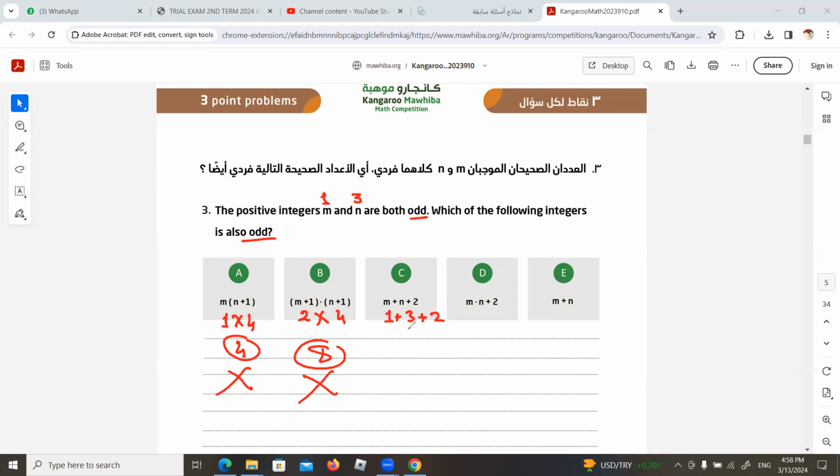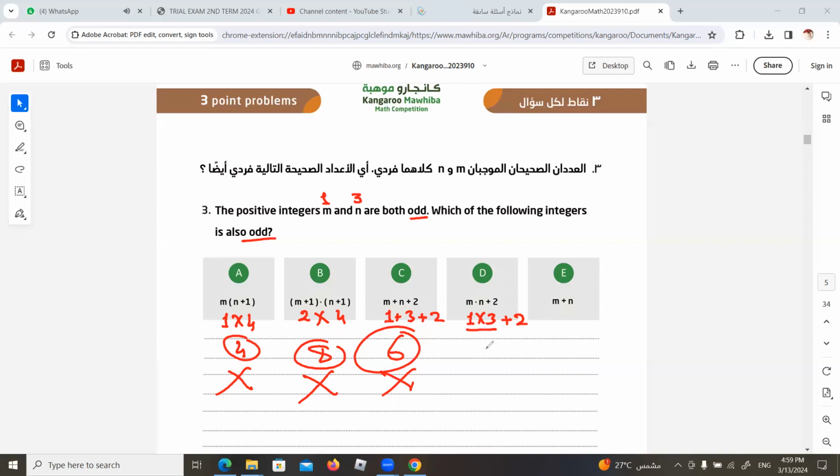1 plus 3 is equal to 4, plus 2 is equal to 6, and also it's not odd. We're going to the next letter, D. Letter D, you have here 1 multiplied by, or times, 3 plus 2. By the order of the mathematical operations, we start by multiplying first.